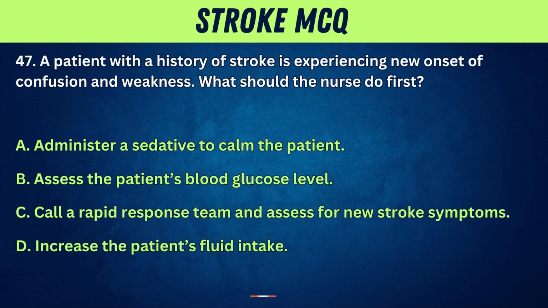47. A patient with a history of stroke is experiencing new onset of confusion and weakness. What should the nurse do first? A. Administer a sedative to calm the patient. B. Assess the patient's blood glucose level. C. Call a rapid response team and assess for new stroke symptoms. D. Increase the patient's fluid intake.